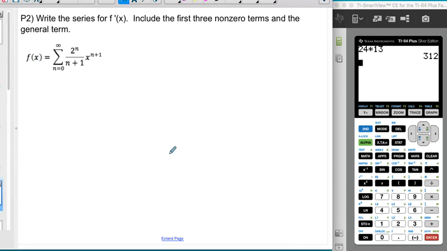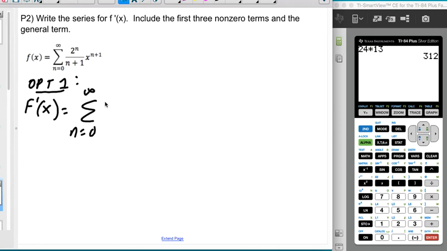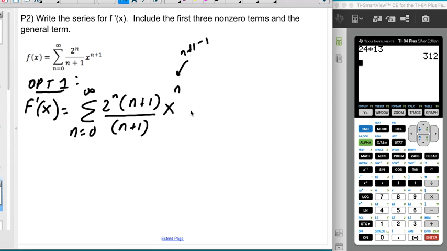Same idea. I don't care if you want to just find the general term first and then figure out the derivative from there. It doesn't matter, right? So option 1 is to just say, hey, I'm going to straight up differentiate this the way it is right now. F prime is going to be the sum from n is 0 to infinity of, I drop the power down in front, so this 2 to the n, I'll multiply by an n plus 1 over an n plus 1 x to the n, because it would be n plus 1 minus 1, right? Well, these cancel, and I'm pretty sure I just get 2 to the n times x to the n.